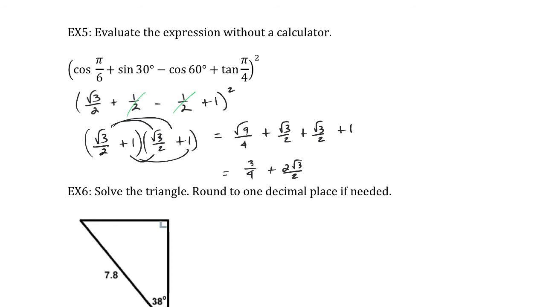There's 2 of those, so I'm just adding that one and that one up to get 2 of them. And then plus 1. Since I'm going to add my 3/4 and my 1, I can just think of this as 4/4. So the final answer there would be 7/4 plus root 3, right, because these 2's canceled.